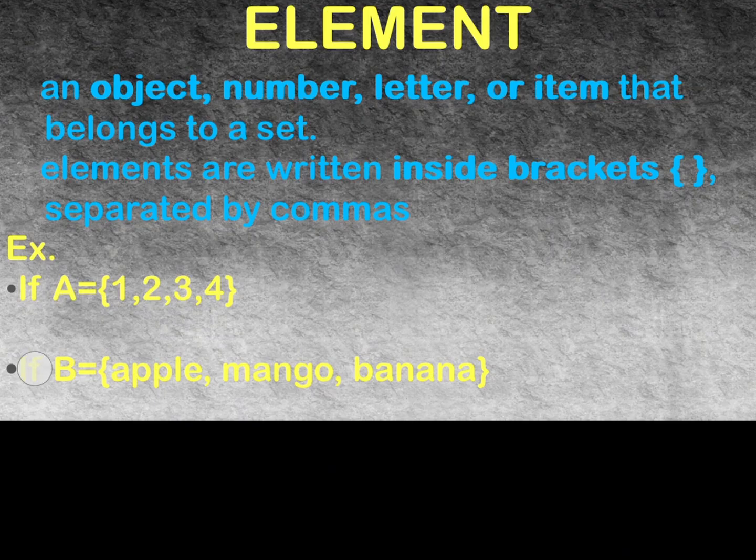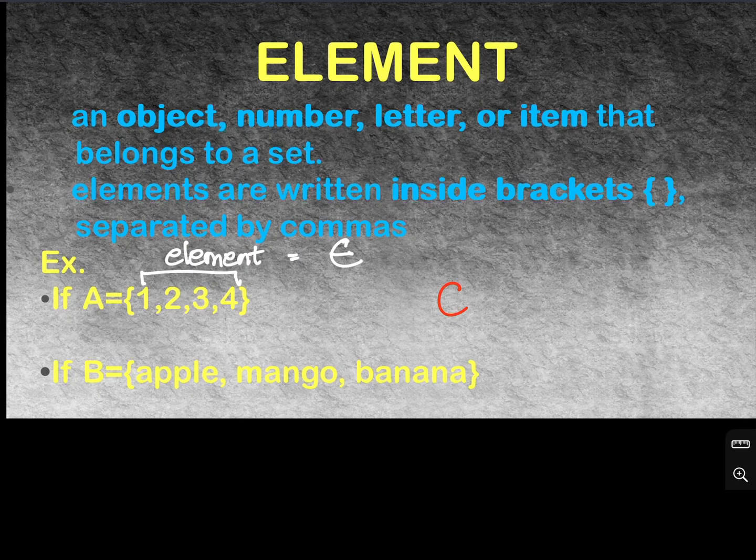So that's a set. Let's have another example. A set of apple, mango, and banana. Apple, mango, and banana are the elements of the set, just like 1, 2, 3, 4 are the elements of the set. When we say set, it is a set if it is enclosed with brackets. If it isn't enclosed with brackets, it becomes an element. The symbol for element is ∈, the capital italic E.